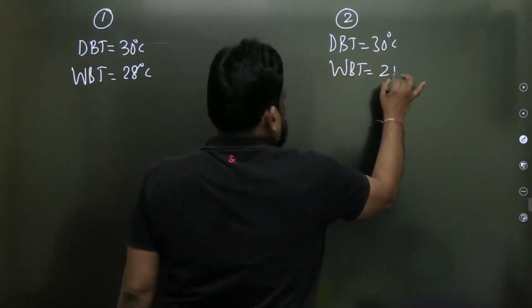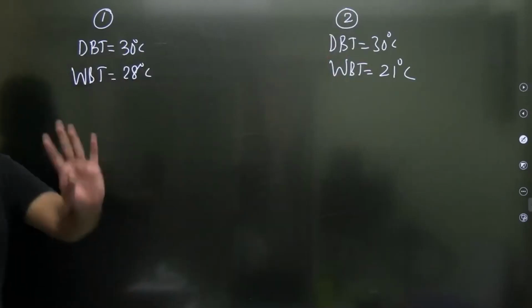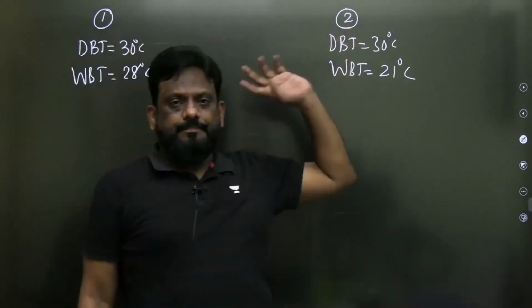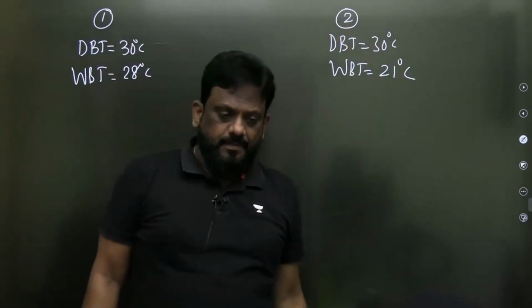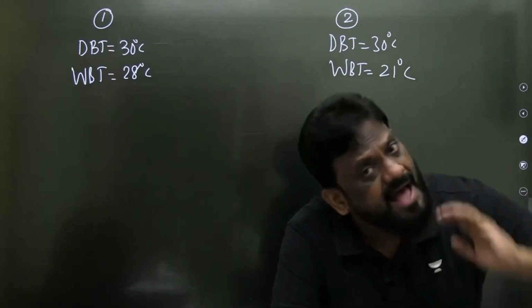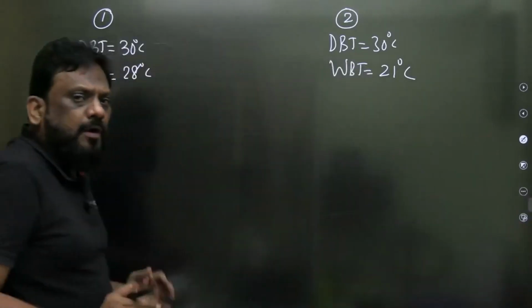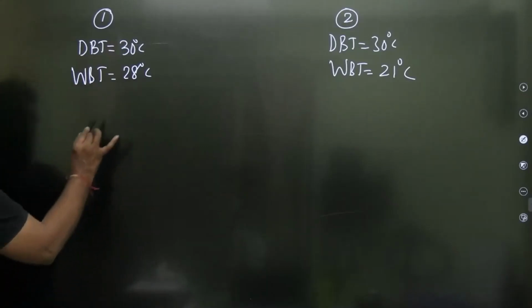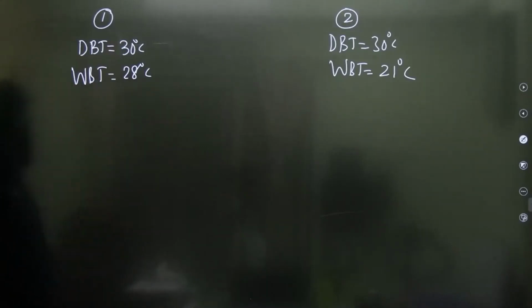I'm sorry, sirs. Yes, there are two different places. Even though the dry bulb temperature is the same, the wet bulb temperatures are different. What is this information signifying? What is this information showing us? Let's see, sir. Please understand.